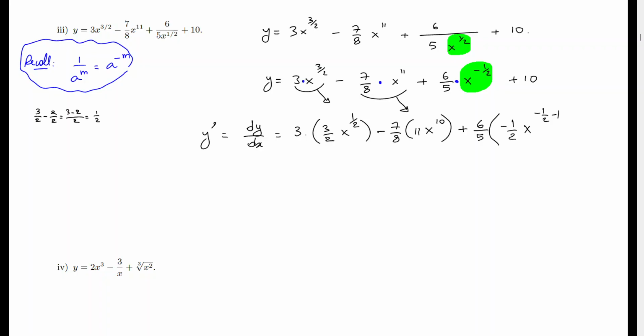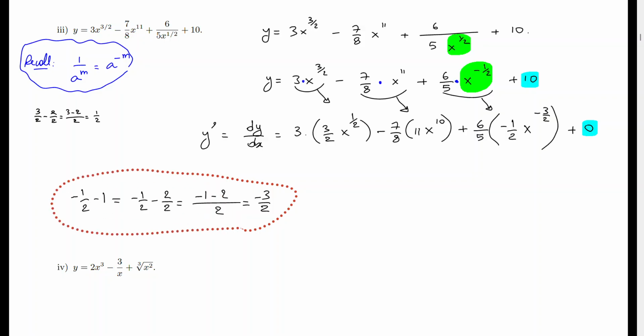So this time I have negative half minus 1. Again, that's the same thing as negative half minus 2 over 2, which now they both have the same denominator, so we can write negative 1 minus 2 all divided by 2, which is negative 3 over 2. So instead of writing negative 1 half minus 1, I'm just going to put the answer directly, which is negative 3 halves. And that's the derivative of the third term. And finally, the derivative of 10 is going to be 0. Like we said, 10 doesn't have any variables, so when you differentiate it, it just disappears.